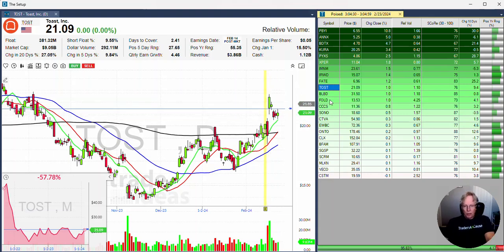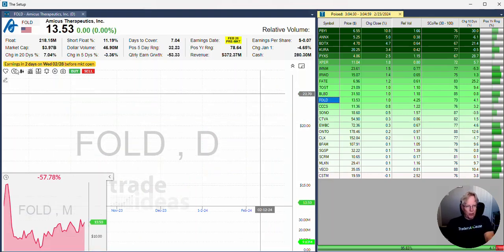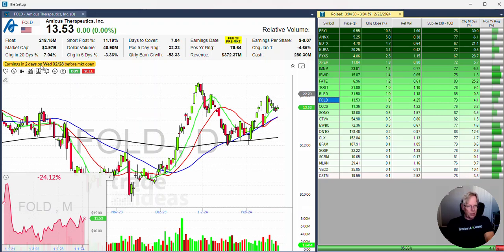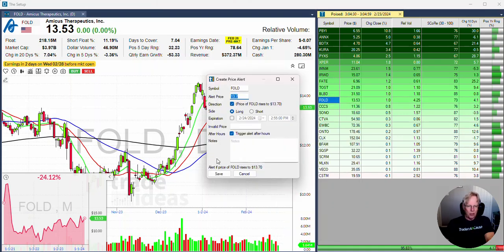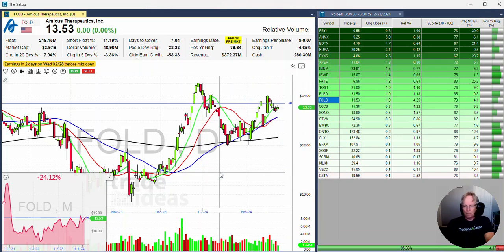Another one on the list is FOLD. Now this is an earnings play, I notice. One thing nice about the charts here at Trade Ideas, it'll notify you when earnings are coming up. They're in yellow. But I do like this 2-bar move and then a nice orchestrated pullback move that's just kind of flirting with this 10-period moving average. Looking for a 5-day high, maybe around that one, around 13.70 there in FOLD.